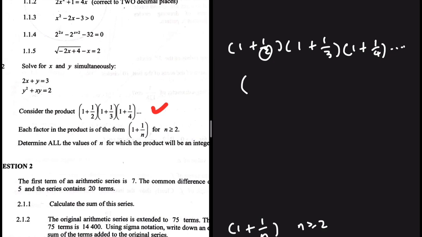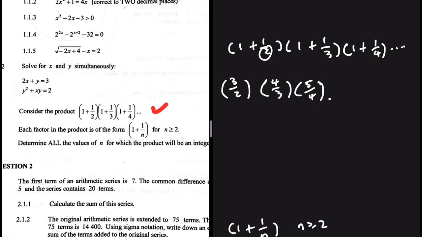So here the first term that I have is 3 over 2, right? And then let's move to the second term. 1 plus 1 over 3, that is 4 over 3. And then the third term, 1 plus 1 over 4, that is 5 over 4, right? Let me rewrite that. So these are the terms of the product, not the terms of the sequence. Let me put it here so that I can show you something.